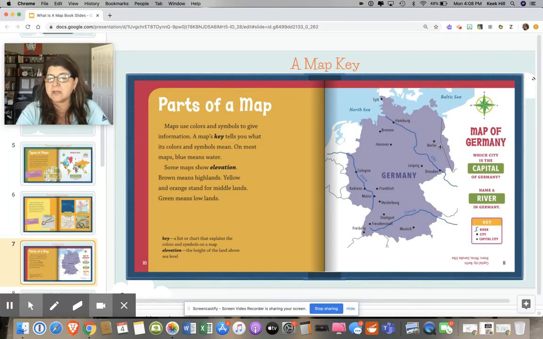I wonder why. Let me look at the key. Oh, a star means it's a capital city. So Berlin must be the capital of Germany. That key is really handy. It helped me read a lot of information.